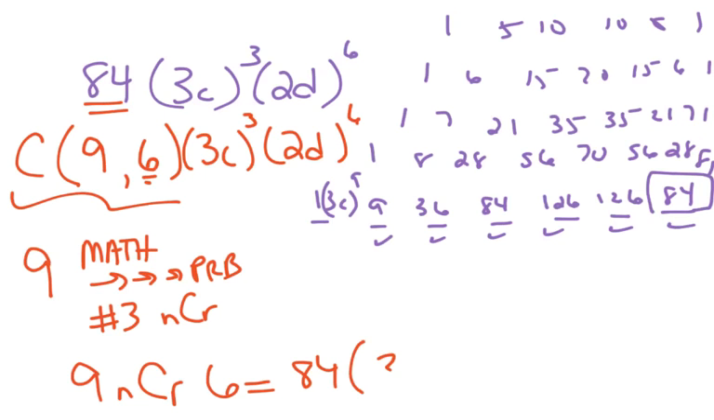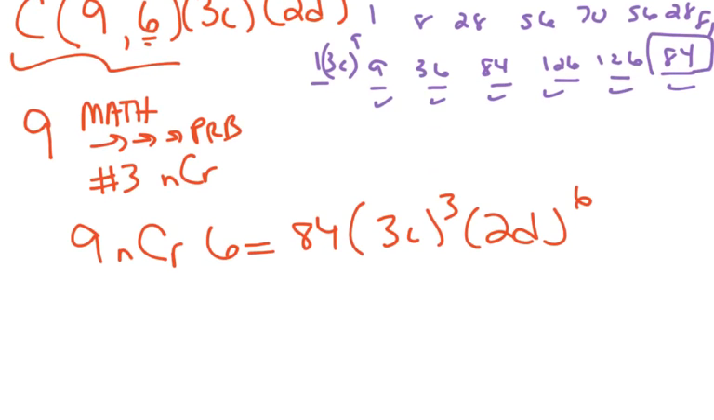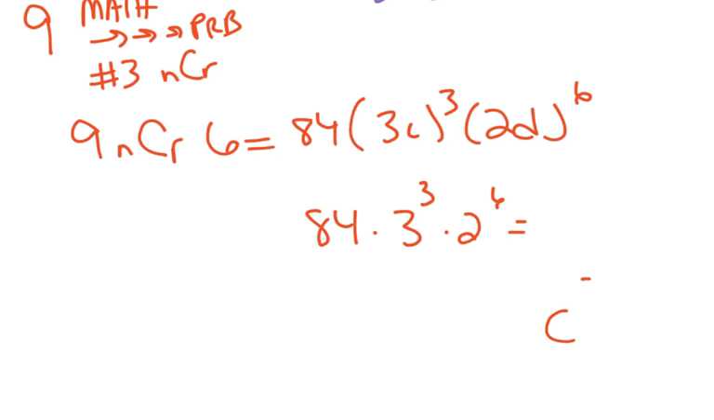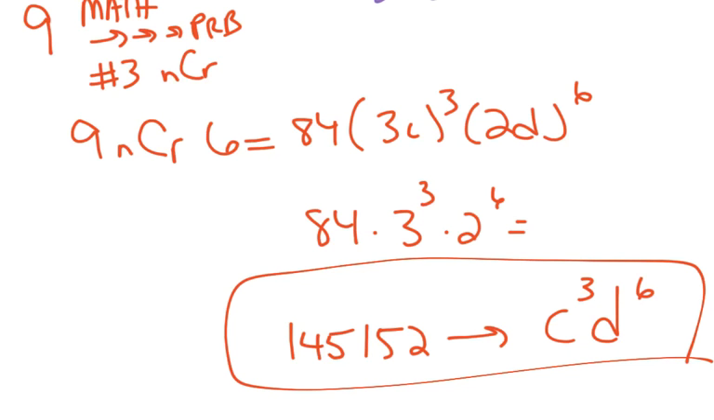So it's 84, 3c to the 3rd, 2d to the 6th. You have to multiply 84 times 3 to the 3rd times 2 to the 6th. And then the variables at the end will be c to the 3rd, d to the 6th, which is going to be 145,152 c to the 3rd, d to the 6th.